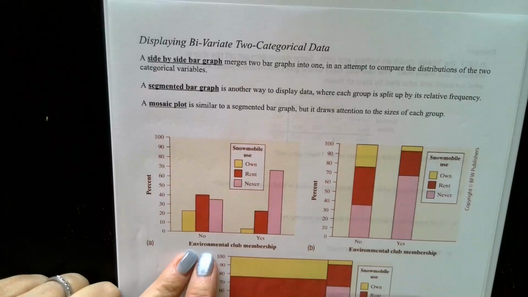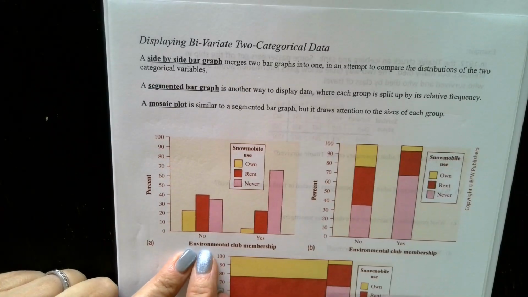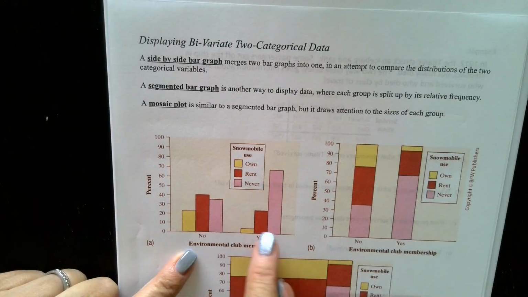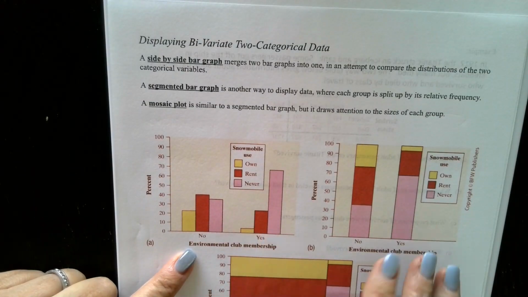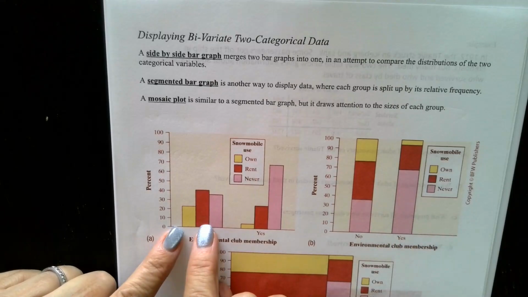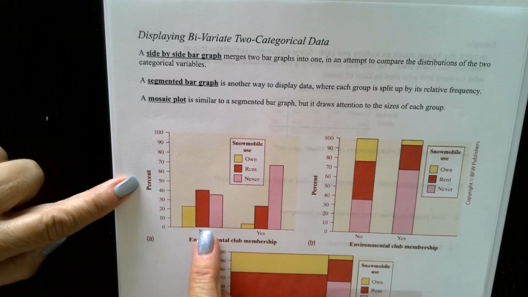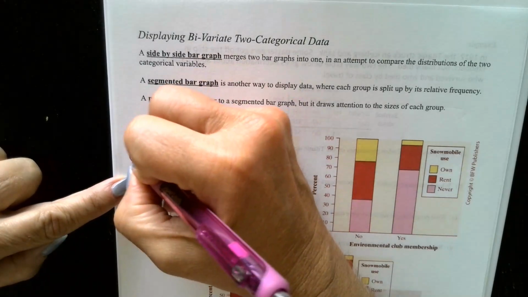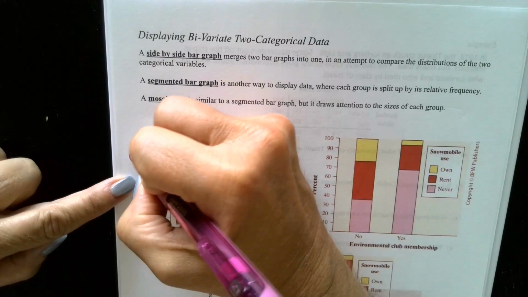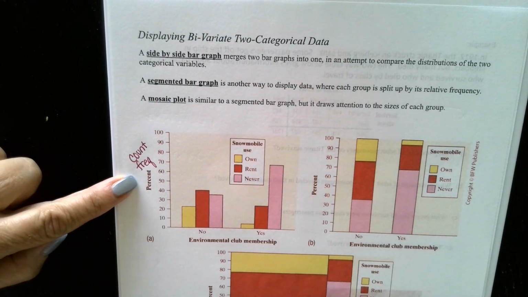If we look at our axis here, it says environmental club membership. These are the people that are not in the club, and these are the people that are in the club. Then it tells us how many of them own, rent, or have never been on a snowmobile. So it's super easy to compare the data. This says percent, but this can also be a count or a frequency. It doesn't have to be a percent, okay?